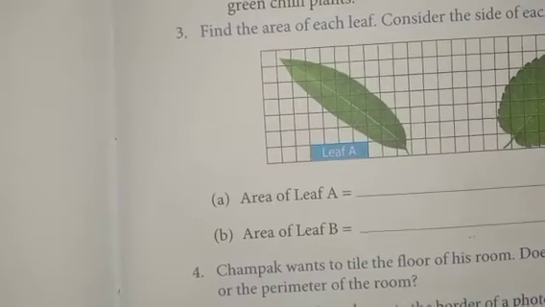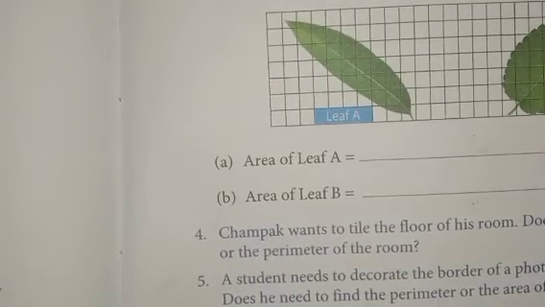Next question. A student needs to decorate the border of a photo frame with a ribbon. Does he need to find out the perimeter or area of the photo frame? So the student decorates the border. Border means the outside layer of the photo frame. So is it perimeter or area? Find out.